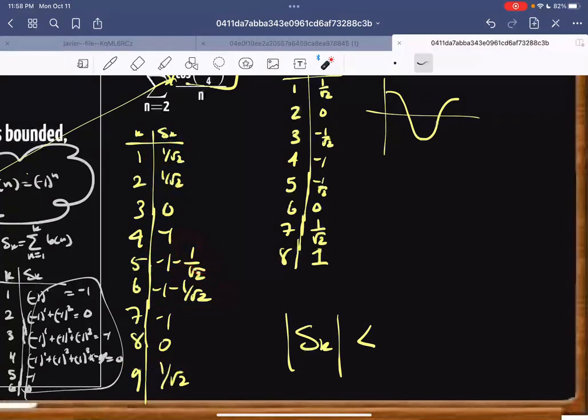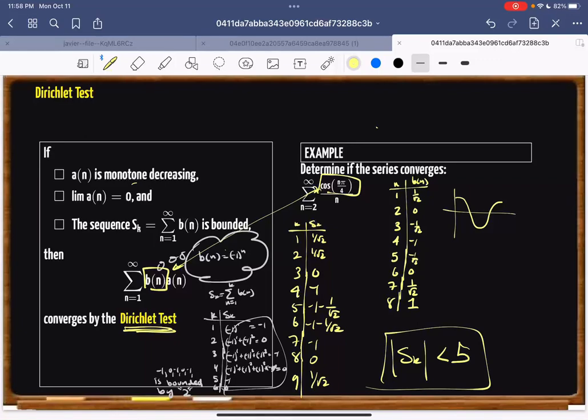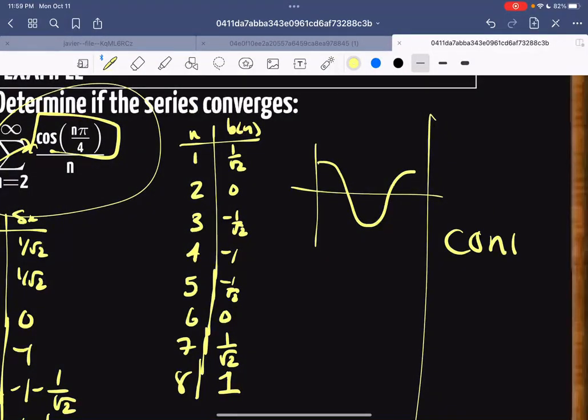This number is like 1 divided by 1.7. I can see clearly that all these numbers are, for example, less than 5. And so there it is. Things never ever get past 5. And so I will have shown this part of the condition, that the partial sum sequence is bounded by 5. And in doing so, I completed all the conditions required for the Dirichlet's test. And now I can safely declare this series converges by the Dirichlet's test. Okay?